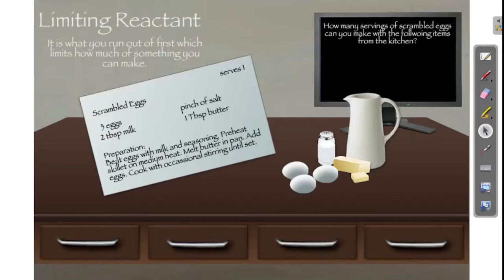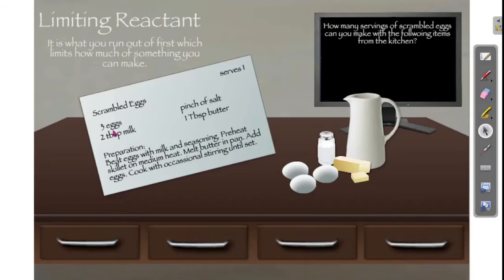And here's an example with food. Okay? If you're trying to make scrambled eggs, and you need 3 eggs, 2 tablespoons of milk, a pinch of salt, and 1 tablespoon of butter, what happens if you want to make this recipe, but you run out of eggs? You have plenty of butter right here. You see, you have more than 1 tablespoon.